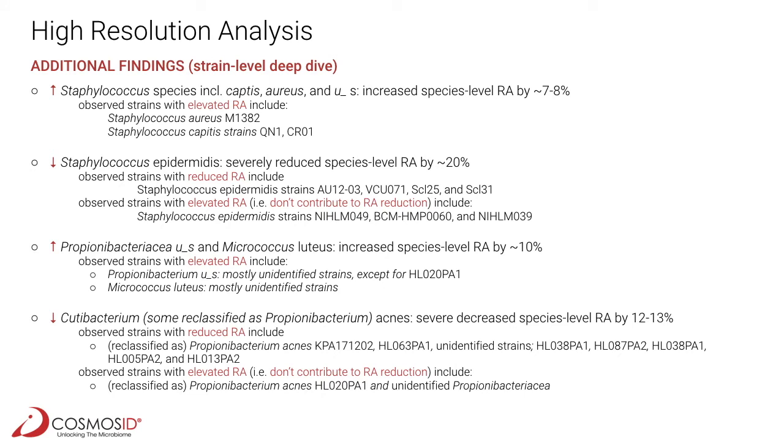And as we're looking into Cutibacterium, some of them have been reclassified as Propionibacterium acnes. We saw a severe decrease at species level by 12 to 13%, as you remember. And the observed strains that contribute to that decrease are listed here. However, once again, similar to Staphylococcus epidermidis, not all strains contributed to that reduction. Some strains were significantly elevated in their relative abundance, including Propionibacterium acnes HL020PA1 and an unidentified Propionibacterium.